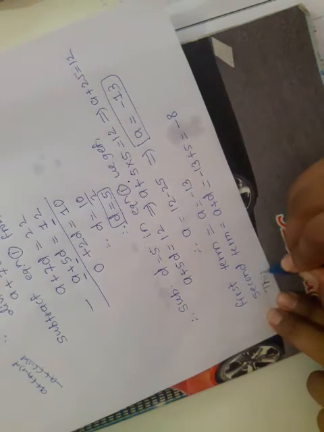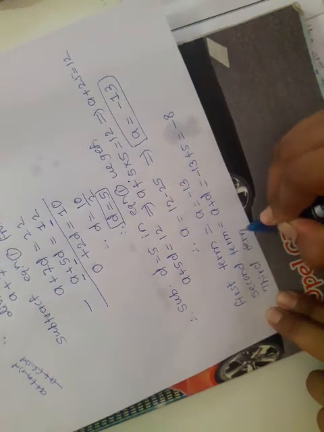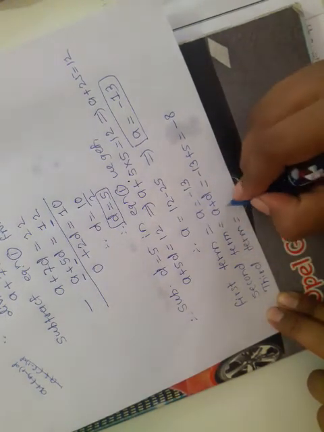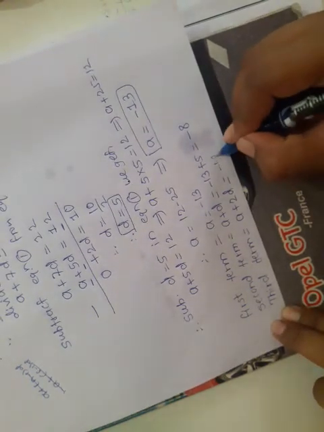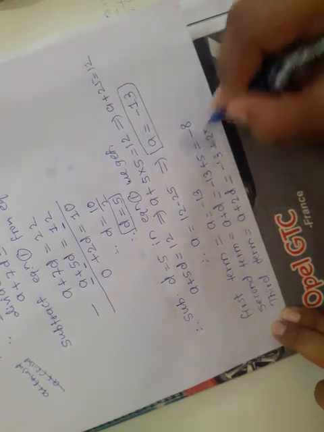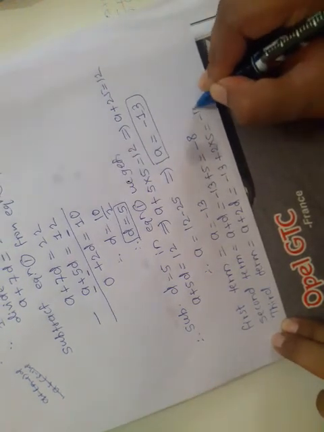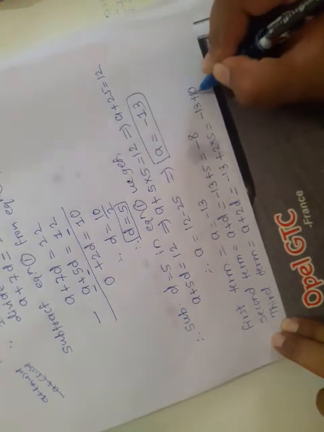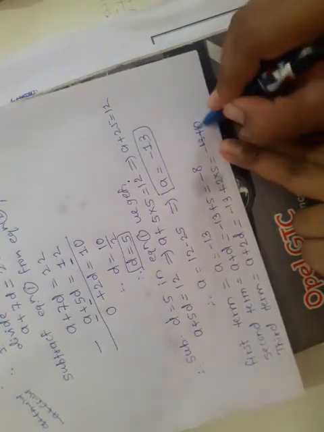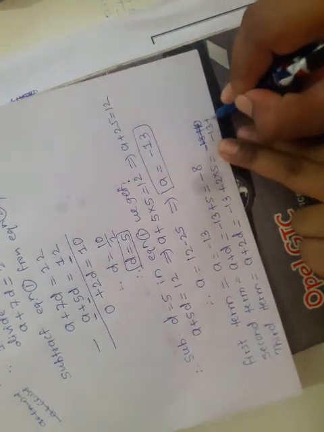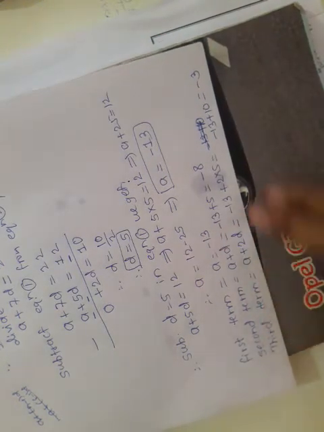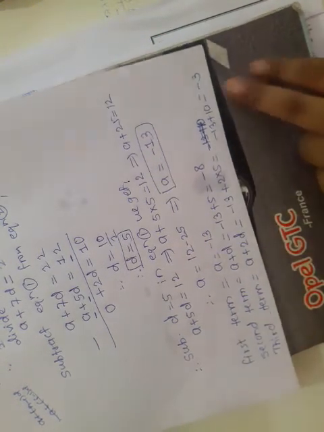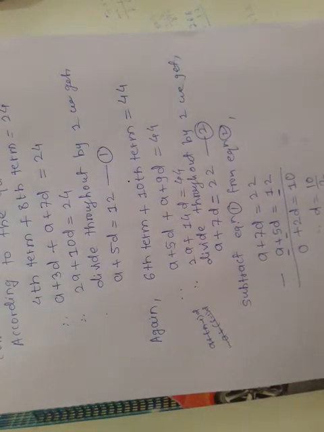Now find out the third term. How can we write the third term? A plus 2d. Now put the values: a is minus 13 plus 2 into d, which is 5, equal to minus 13 plus 10, which is equal to minus 3. So the first term is minus 13, the second term is minus 8, and the third term is minus 3. Like this, try to solve yourself. This is our question number 18.